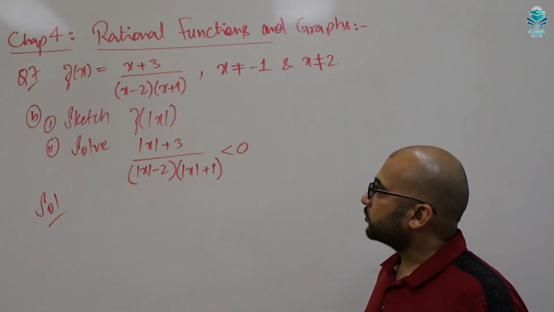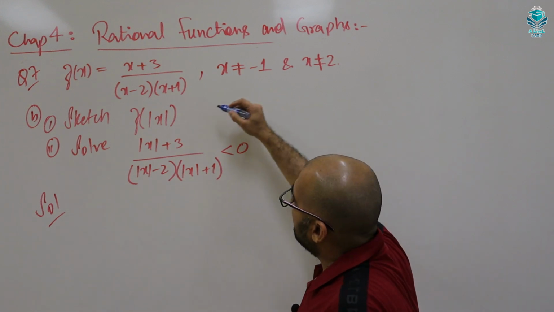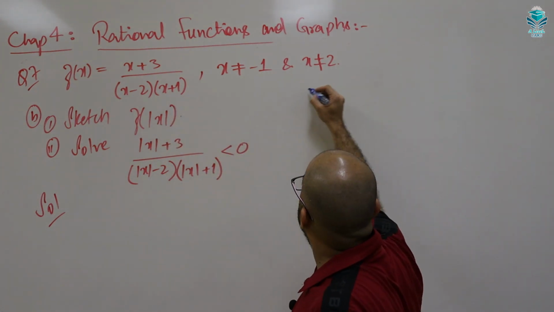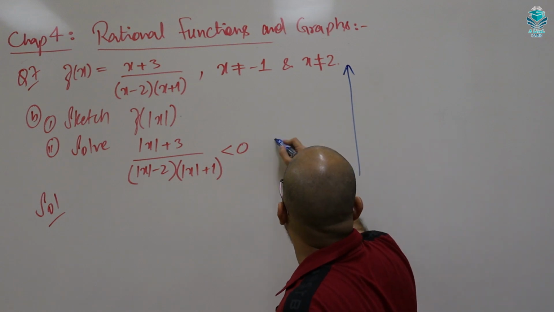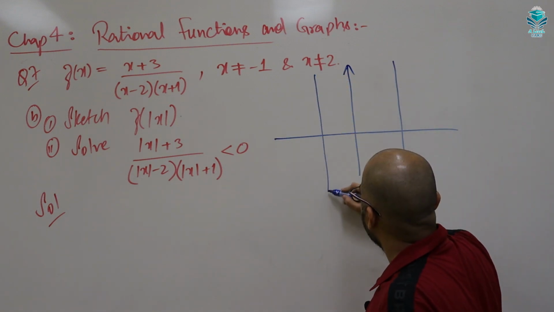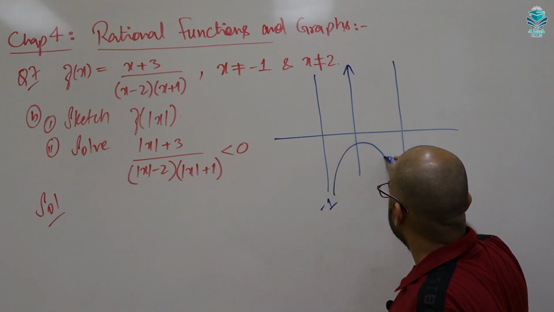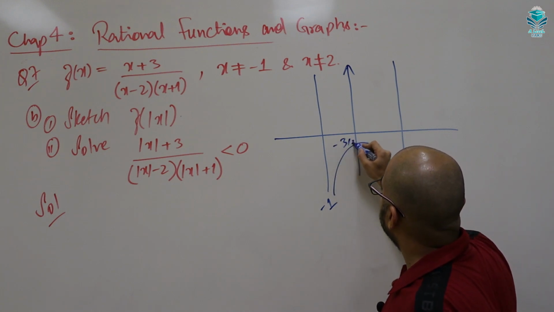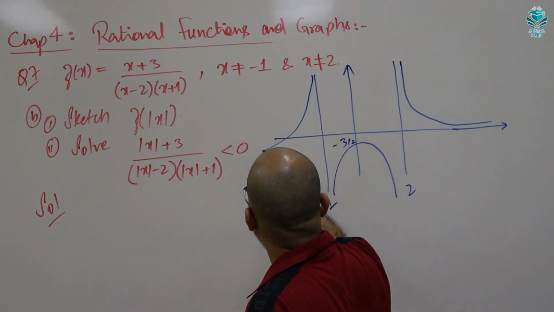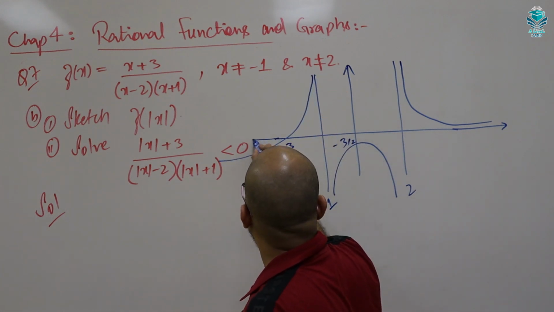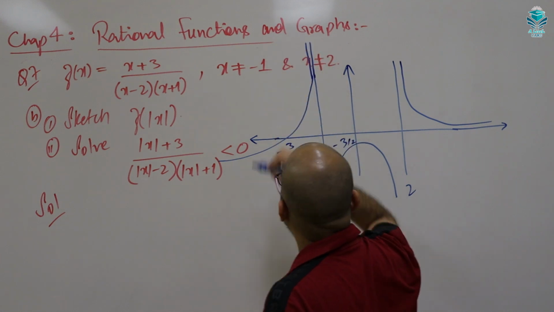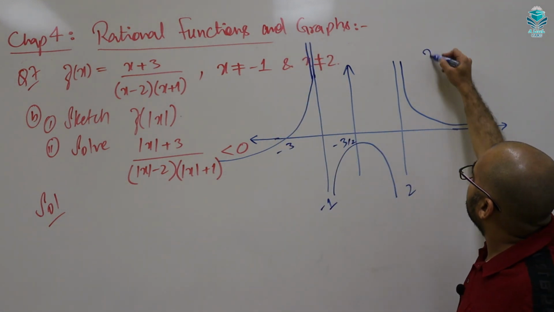In the second part of question number 7, we have to sketch the function f of absolute x. If we remember the sketching of f of x, you have the asymptotes at -1 and 2, the intercept -3/2, and the x-intercept at -3. This is the sketching for the given function f of x.